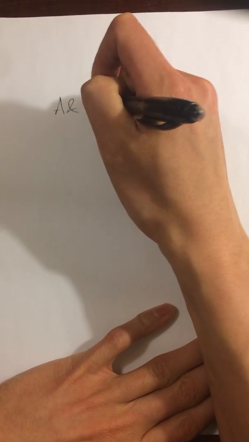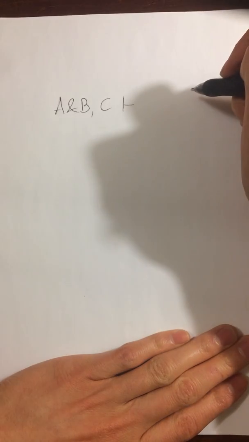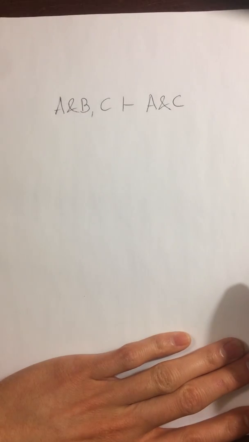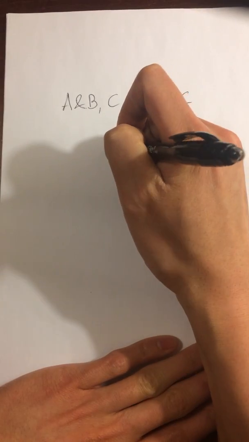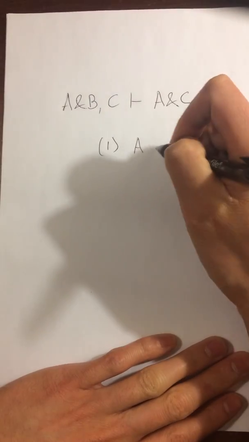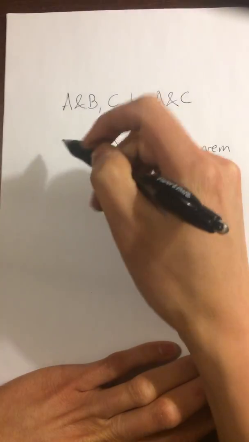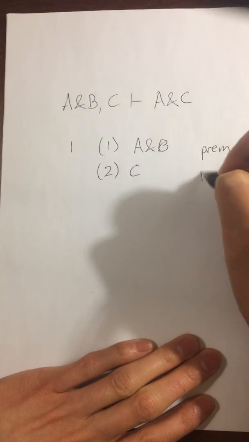So let's try to get an example of that. We'll get a simple example first. So let's imagine if we have A and B as a premise, and we also have C as a premise, we can derive A and C. So here we have two premises, and we have one conclusion. Right? So let's set up. First is our premise. Then our second premise.